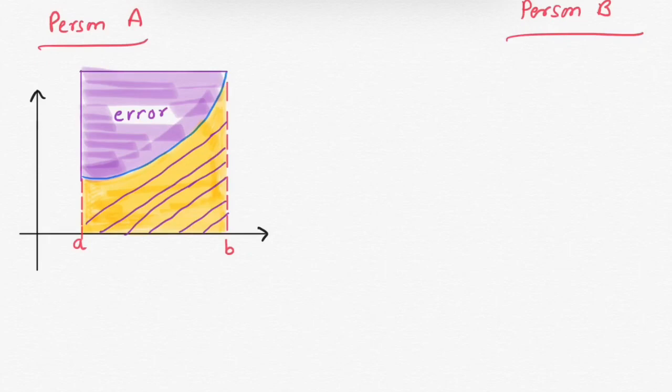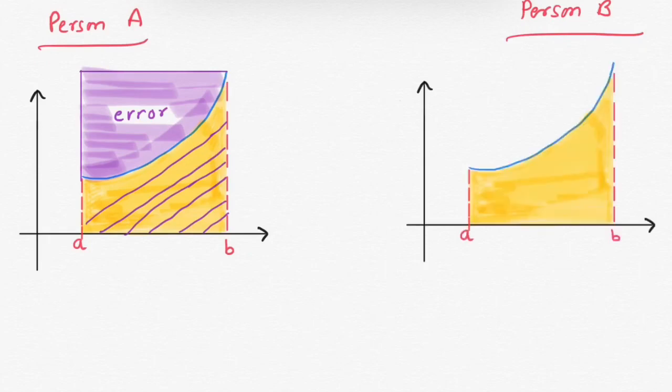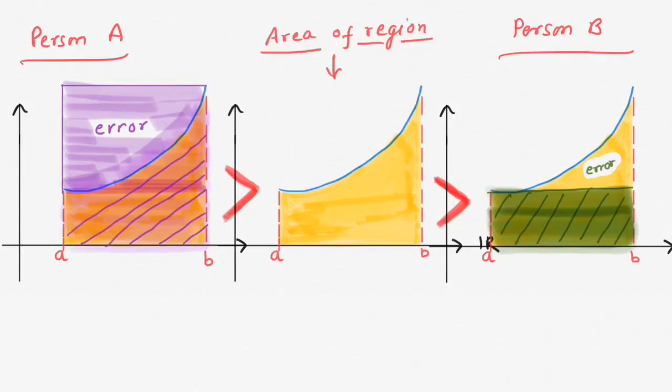Then person B came forward. He claimed that the area of this inscribed rectangle is the approximate area of the region. But you can see there's still some error in finding the area of the region. The area calculated by person A is greater than the area of the region, while person B's area is less than the area of the region. So both of them were not able to satisfy anyone with their answer.